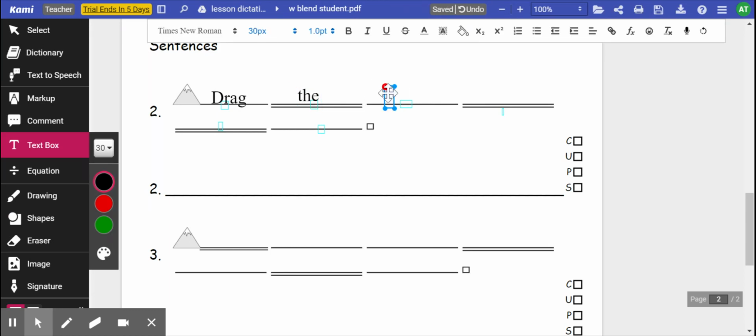Next one is the W blend. It's twig. Tw, i, g. Twig. So tw broken down becomes t and w. I is i. G is g.